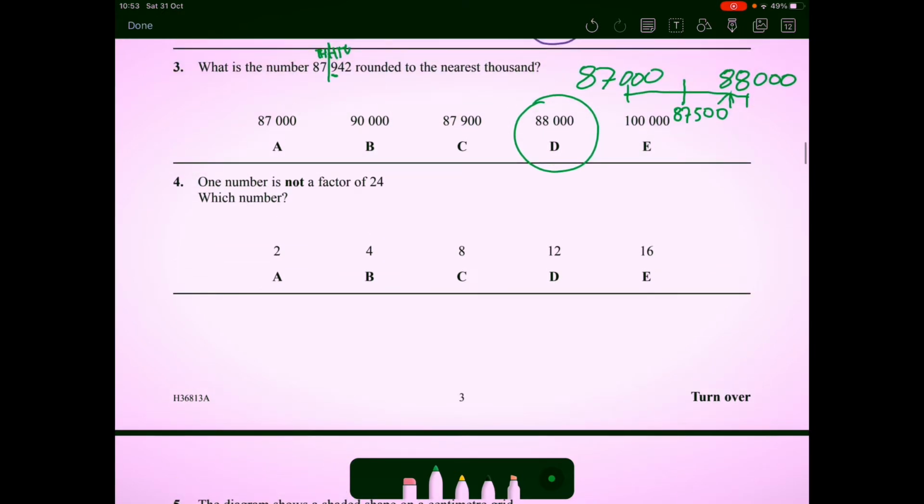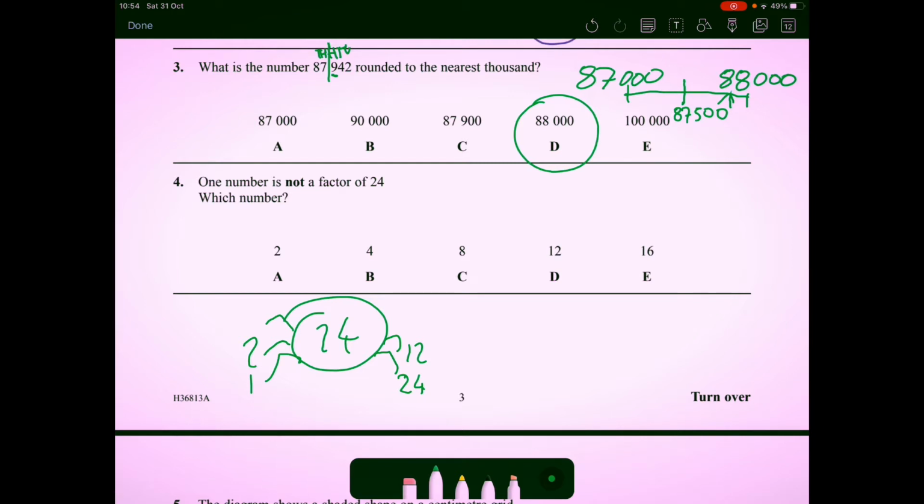Question 4. One number is not a factor of 24. Which number? You might know this off by heart straight away, but another easy thing you could do in terms of exam prep is draw your little factor bug. I have no idea why I've written 25. 24, and you start pinging your legs off starting from 1 and the number itself. So 1 times 24 is 24. Does 2 go into it? Yes, it's an even number. 2 lots of 12. 2 and 12.